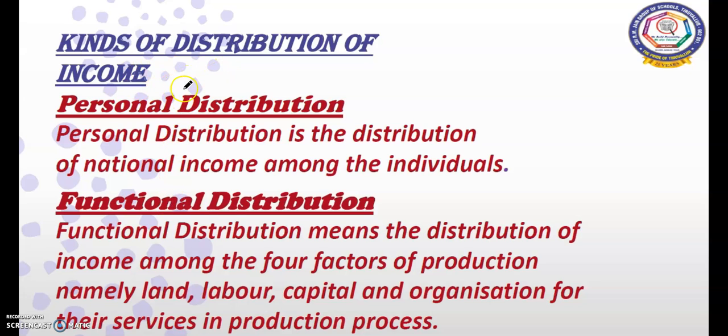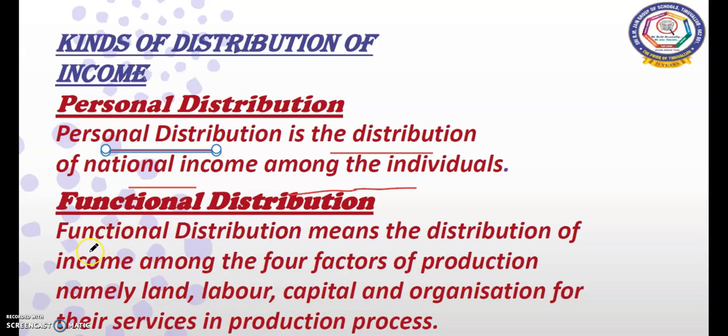Now, kinds of distribution of income. We can divide this into personal distribution and functional distribution. So first, what is meant by personal distribution? It is the distribution of national income among the individuals. National income means total value of goods and services produced in a country. So how it is distributed among the individuals.